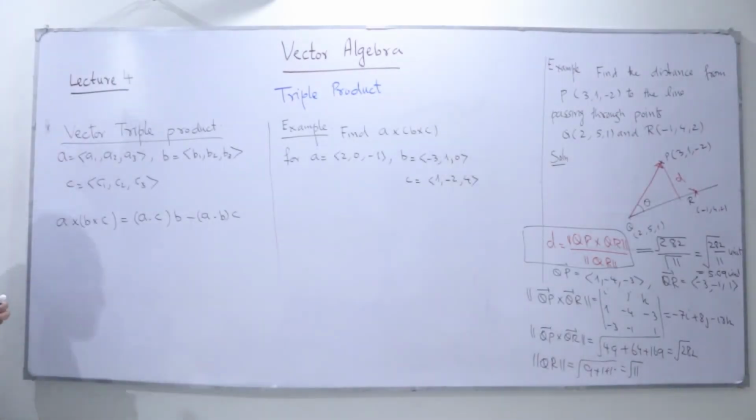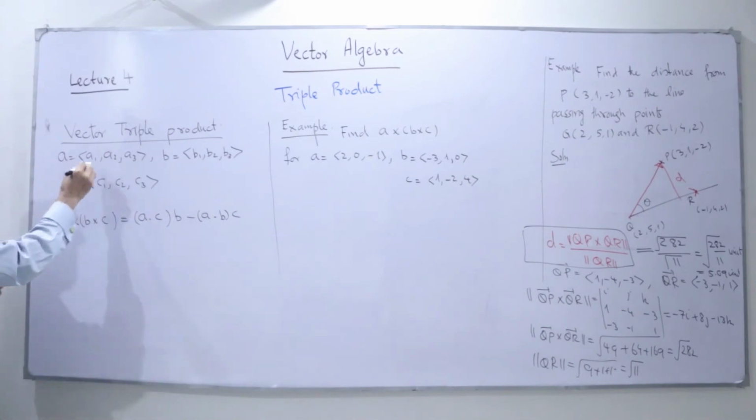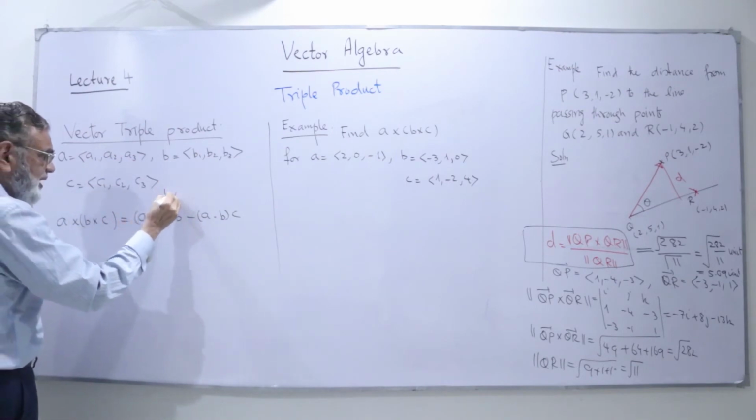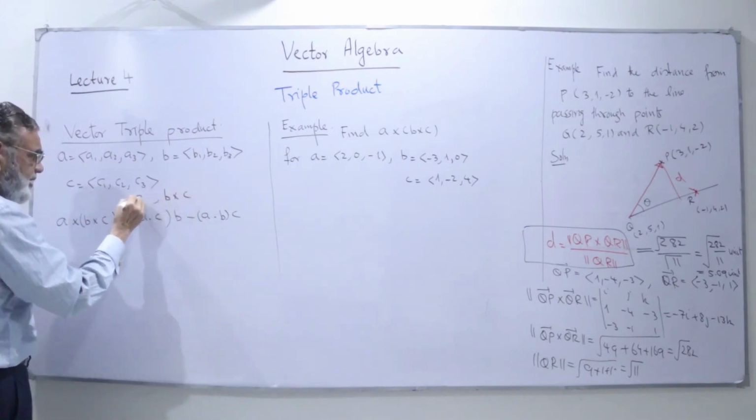I have just one small remark before the vector triple product. We have three vectors A, B, and C. For the vector triple product, we take the cross product of B and C, and we take vector A.